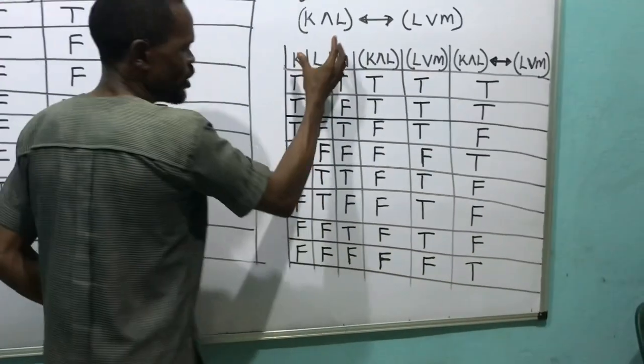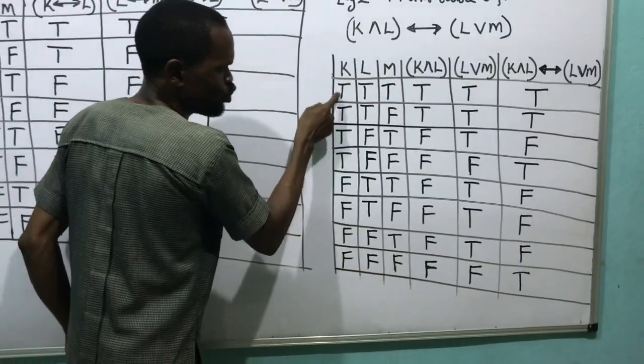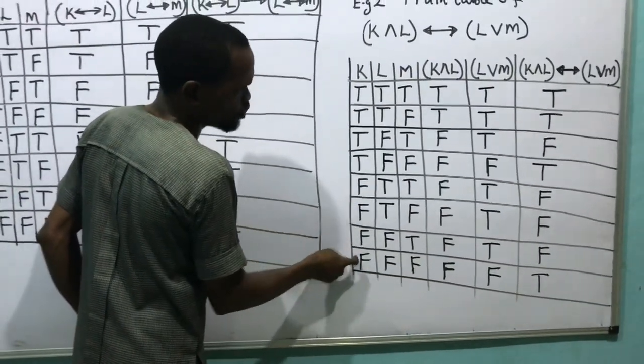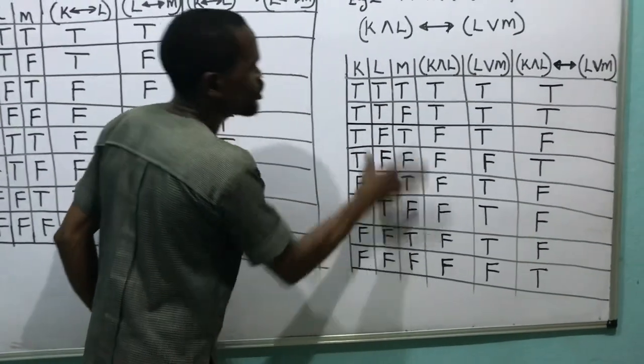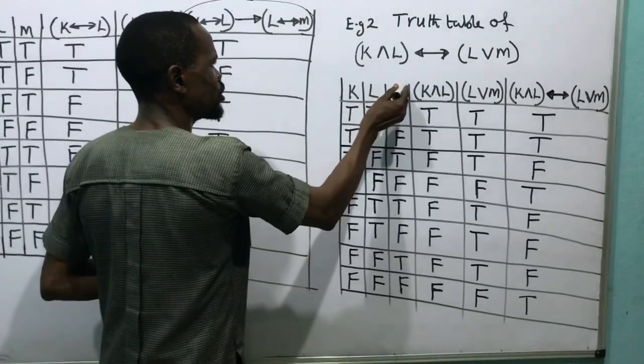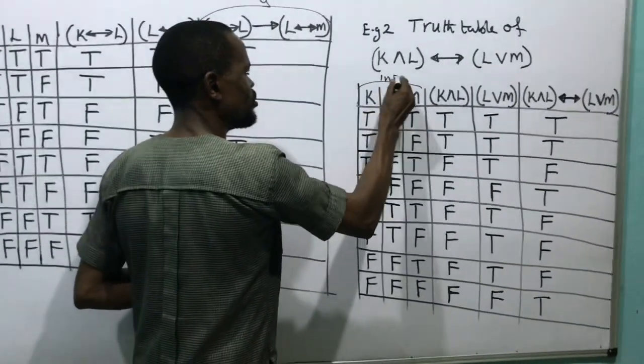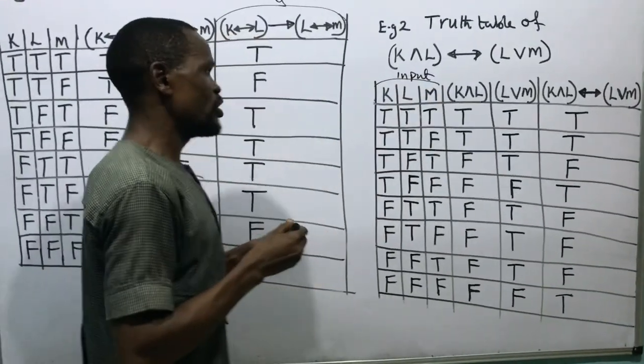I produce the output, which we call true, true, true, true, false, false, false, false. True, true, false, false, true, true, false, false. True, false, true, false, true, false. This is the input. I call it what? Input of the what? The argument. The argument input. Then now start.